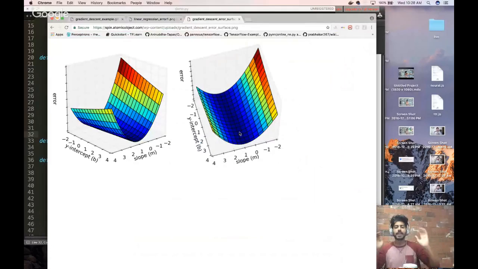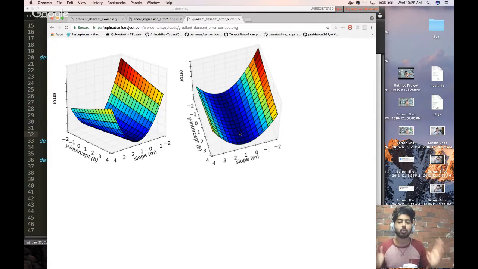Okay, so this is a graph. Let's just look at the graph on the left, just to pick one. It's the same graph, it's just looking at it from two different angles.